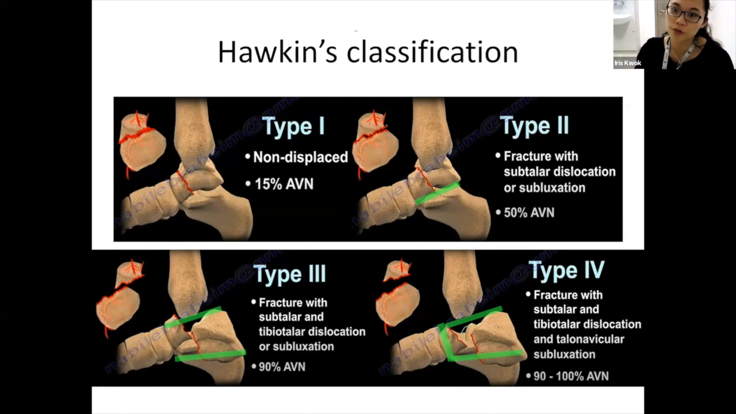And your type 4 is obviously the worst type, where you have a dislocation of all three joints, the subtalar joint, the tibio-talar joint, which is the ankle joint, and also your talonavicular joint. And the reason why this is important is because this affects the AVN risk of the talus. If you look at the AVN numbers, type 1 is only 10% AVN rate. Type 2, you're already up to 50% risk of AVN. And your 3s and 4s, you're pretty much doomed. You're up to sort of 90 to 100% AVN risk. So it's got a sort of prognostic factor to it, which is why you do want to try to classify them.